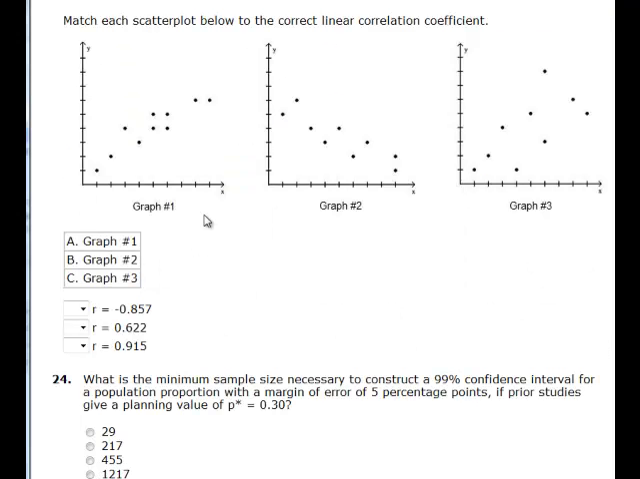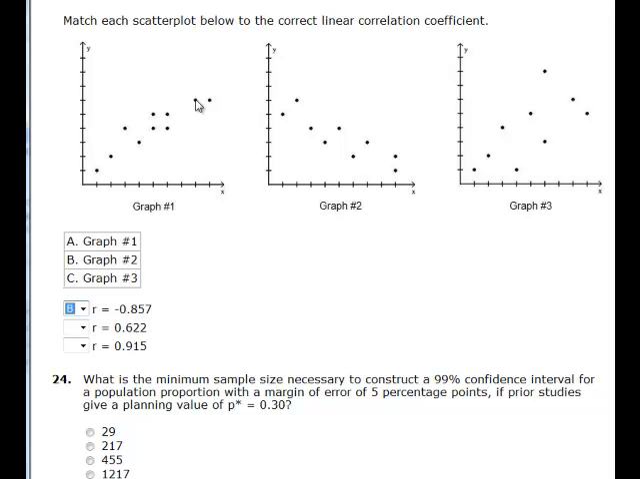Okay, in this one we have 3 graphs, and we're trying to match the graphs to the correct linear correlation coefficient. So you need to pay attention to whether the pattern in general goes up or down as you go from left to right. If it goes down, then your correlation coefficient will be negative. If it goes up, then it will be positive. So right away, looking at these 3 graphs, the only one that goes down is number 2. So we could automatically match that to the only negative correlation coefficient that we have here. So that one would have to go with graph number 2.